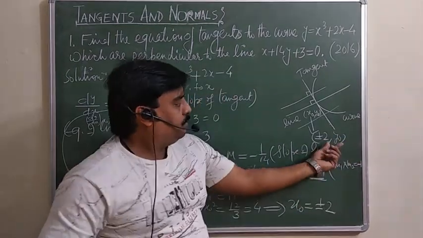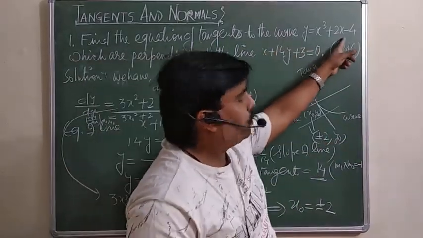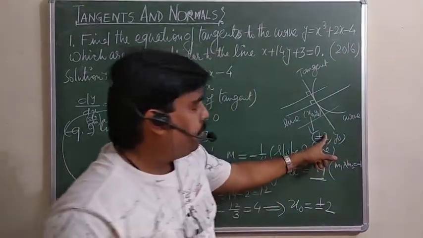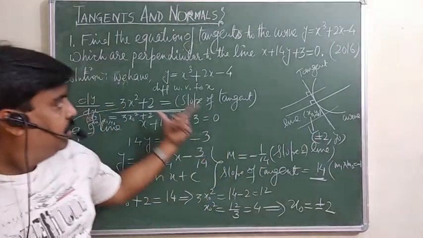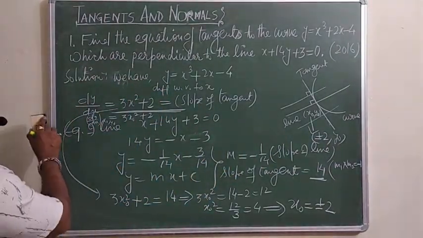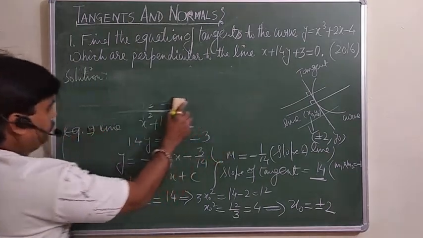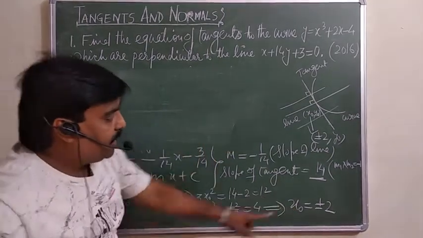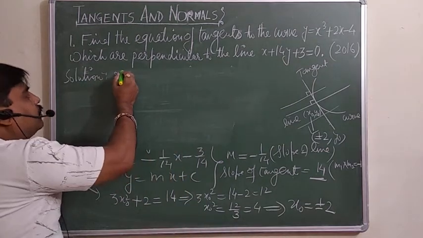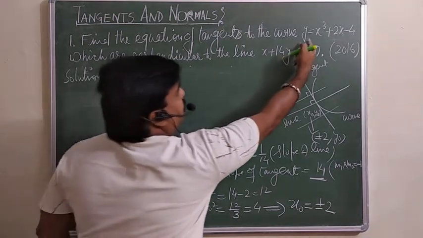You have to calculate y0. How will we find y0? You have to put it in this equation only, and you will get y0. One time you will take plus 2 and the second time you will take minus 2. Look at here. See now. If x0 is equal to plus 2, what will be your y0 from here?